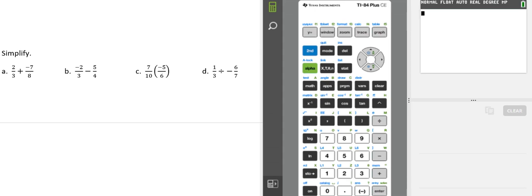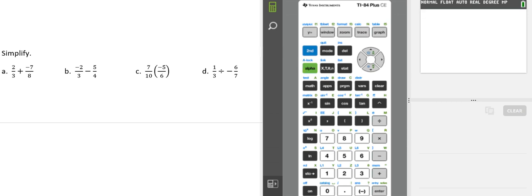In this video, we're going to learn how to add, subtract, multiply, and divide fractions using our graphing calculator. So we're going to start off with our first problem. We're going to simplify 2/3 plus -7/8. So the first thing that we want to do is enter in our fraction 2/3.